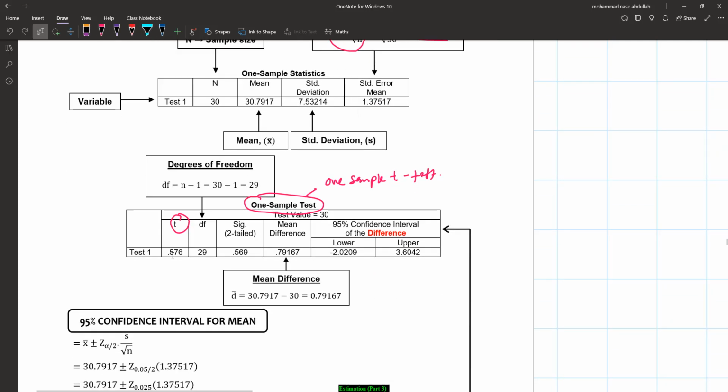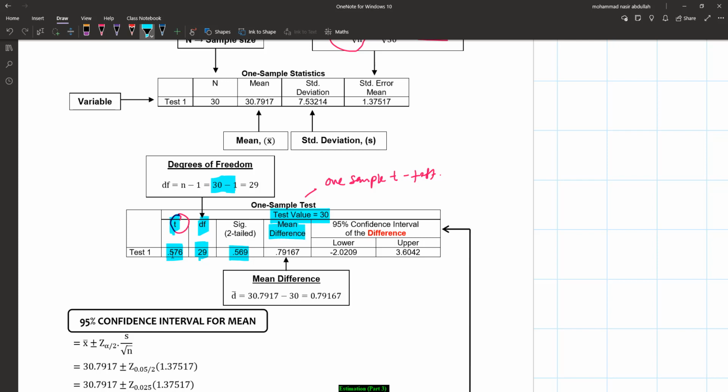Another table is the one sample t-test. Let's say the test value is 30, meaning that we want to know whether it is exactly equal to 30 or not equal to 30. So we will use the t distribution, one sample t distribution. This is the t value, t statistic, and this is the degree of freedom. Where do we get 29? 30 minus 1. Remember, degree of freedom is n minus 1. This is the significance test, the p-value. Later we will look at the p-value, but I'm not going to emphasize the p-value. We will look into the confidence interval.